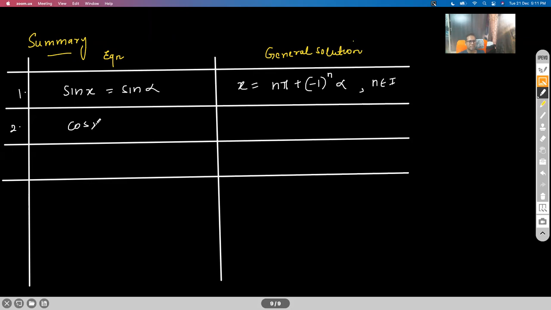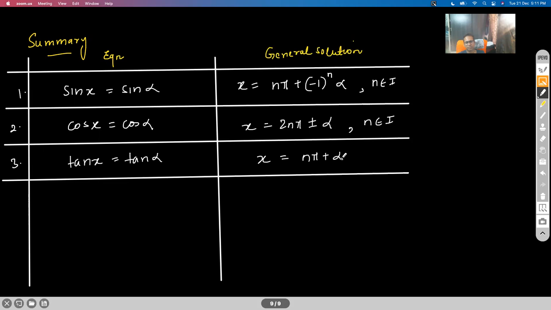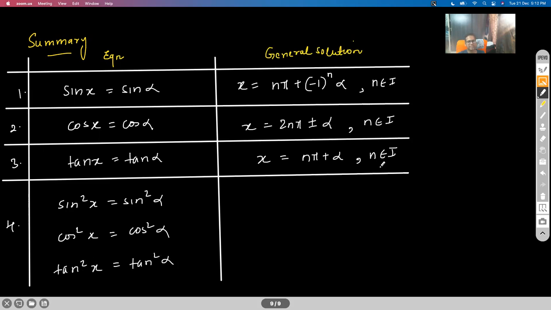If you have been given cos x equal to cos alpha, the general solution is 2n pi plus minus alpha. If your equation given to you is tan x equal to tan alpha, then your general solution is n pi plus alpha. And the fourth is, let's say if you have any of the three, sine square x equal to sine square alpha, or cos square x equal to cos square alpha, or tan square x equal to tan square alpha, for all these three, the general solution that we follow is n pi plus minus alpha, n being integer. Is it fine? Any questions?